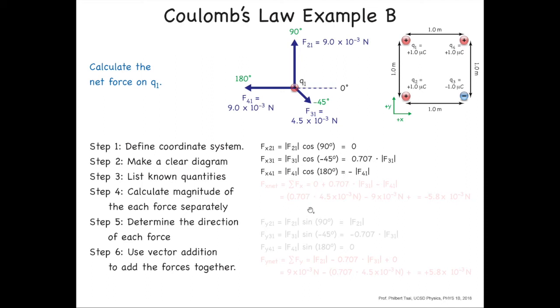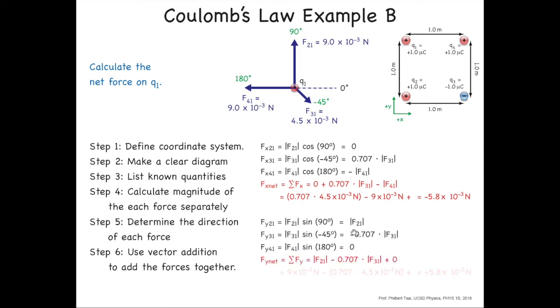Right, so then finally we can add up all these individual x components, right? 0.707 of F3 minus the magnitude of F4. Plugging in the numbers, we get minus 5.8 times 10 to the minus 3 newtons in the x direction. That's the x component when you add up all the individual forces. We do the same thing with y, and I won't belabor it because you can easily plug in the signs for all these angles. And plugging in the numbers, we get plus 5.8 times 10 to the minus 3 newtons.